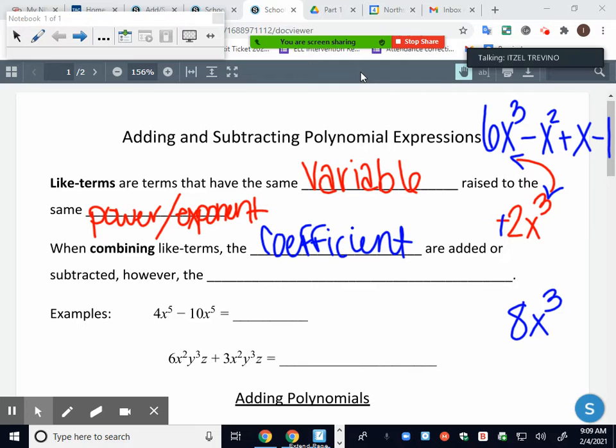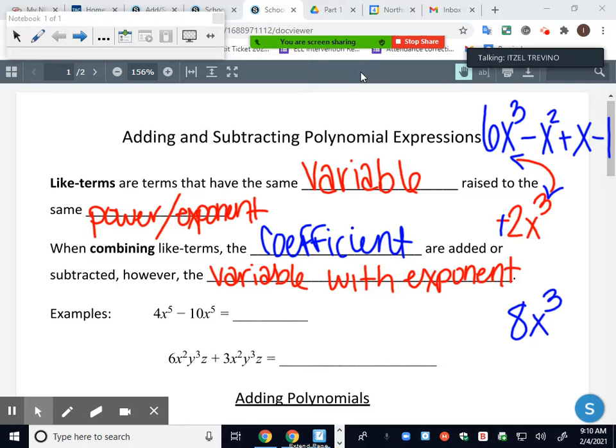So I'm just going to put here, I'll change the color, my variable with exponent. It stays the same because we're only adding or subtracting them. So whenever we're adding, subtracting polynomials, what we're adding and subtracting are our coefficients, our variables staying the same. Okay? So we have an example there.